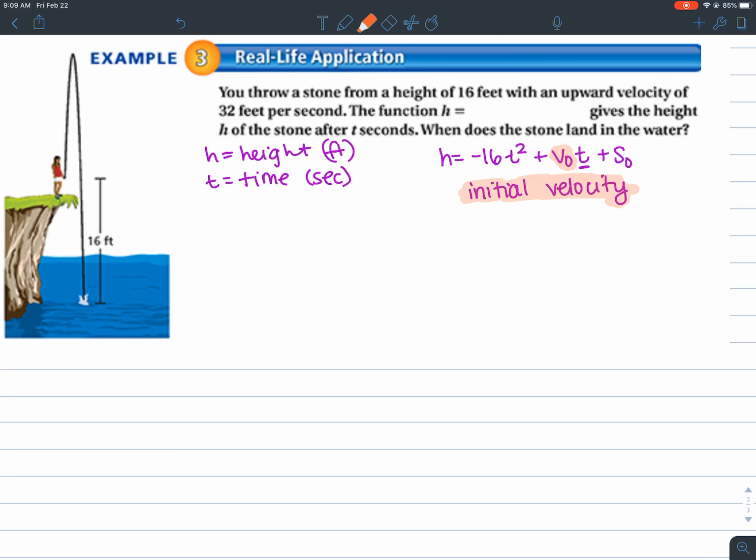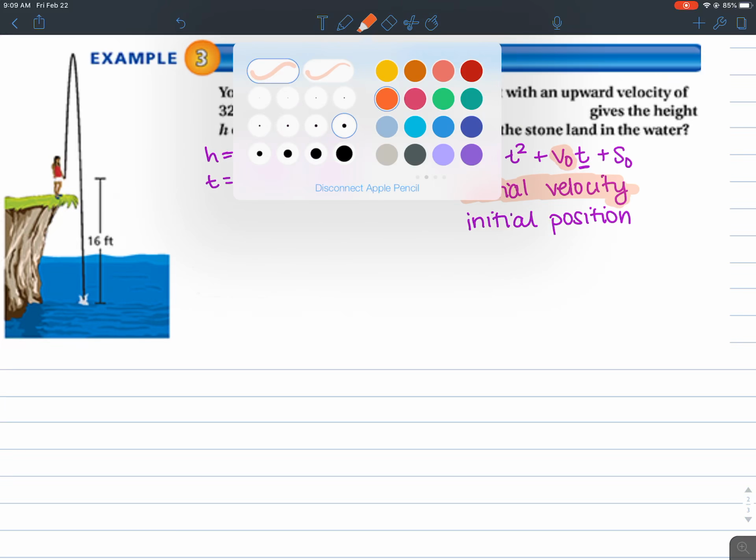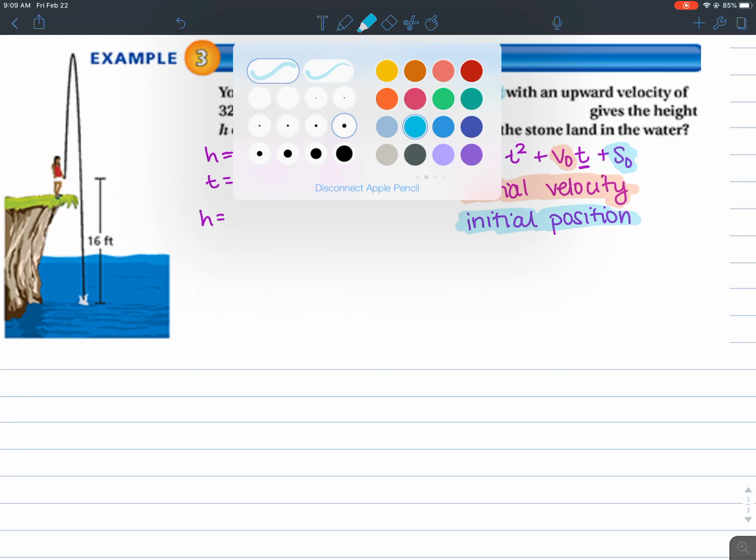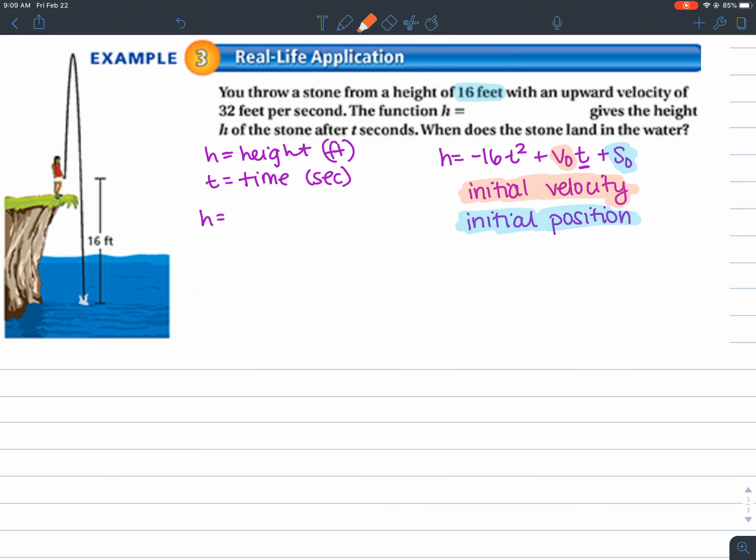And then last but not least, we have initial position. And this is our y-intercept, which is the same for a linear function. And that's going to be here. So our initial position is right there. So my equation would be h equals, let's go back through and see if we can find our initial position. You throw a stone from a height of 16 feet. Okay. With an upward velocity, oh, look, there's my velocity, 32 feet per second.